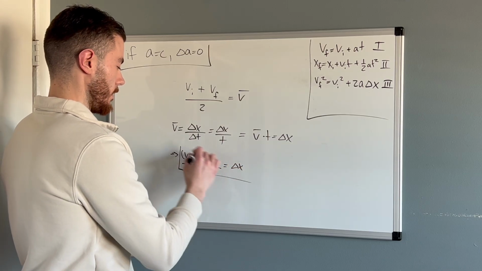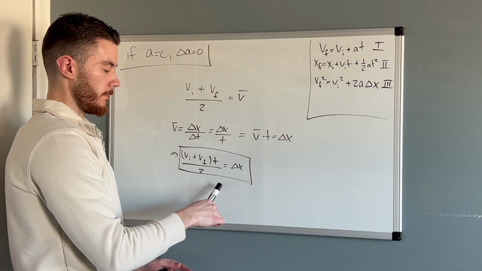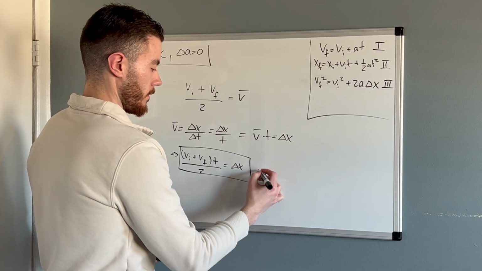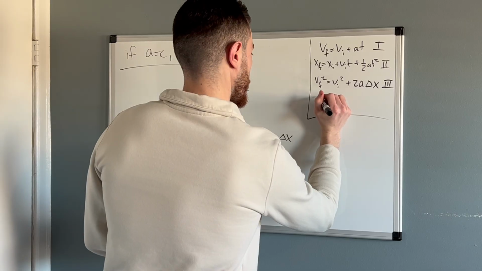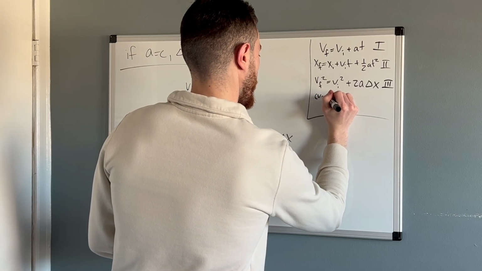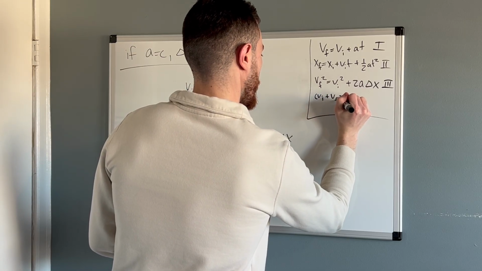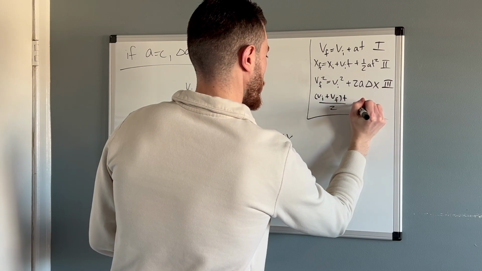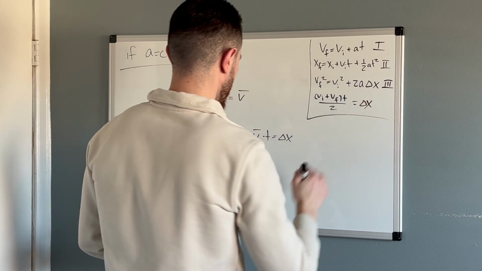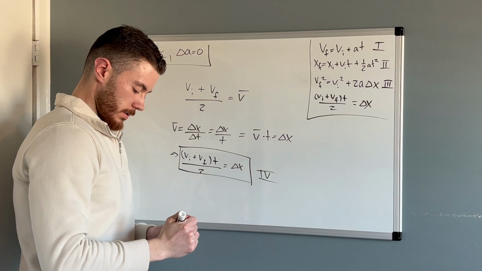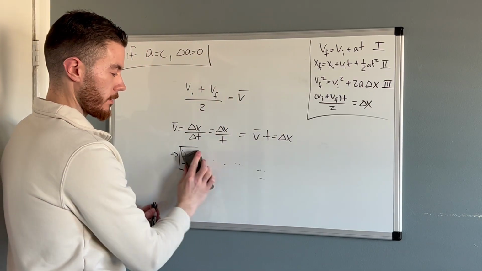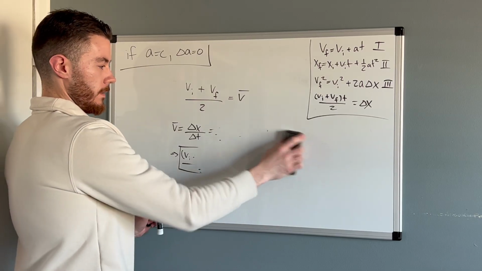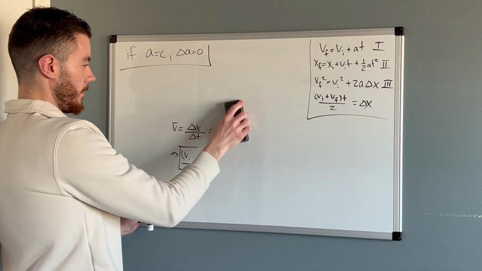Not much, actually no calculus involved here. This is our fourth kinematic equation. I shall put it in the box. Vi plus vf t over 2 equals delta x. So same results as last video, except this time we used calculus to get the majority, 3 of the 4 kinematic equations.